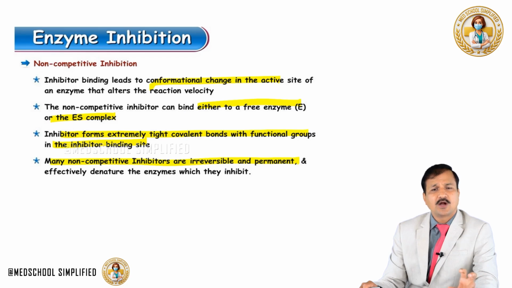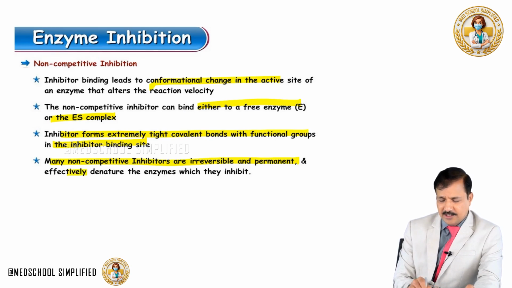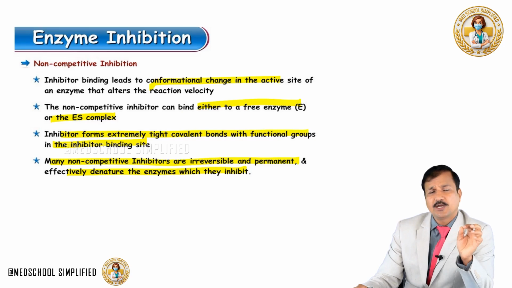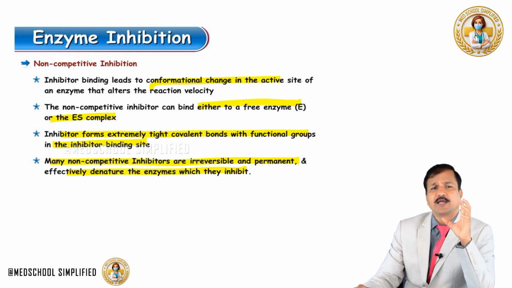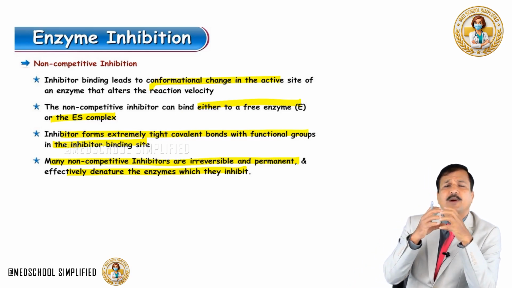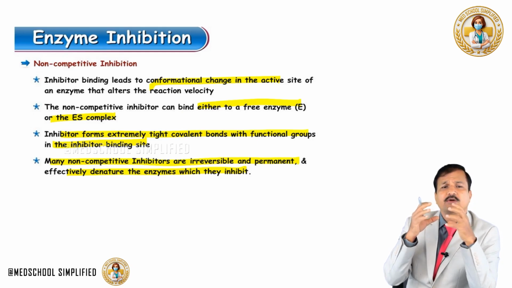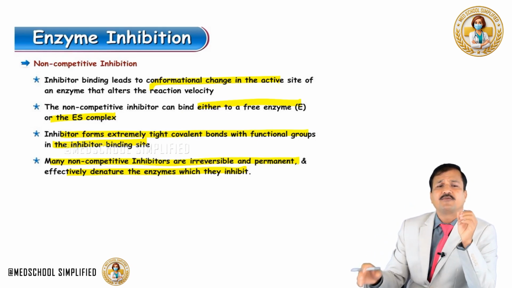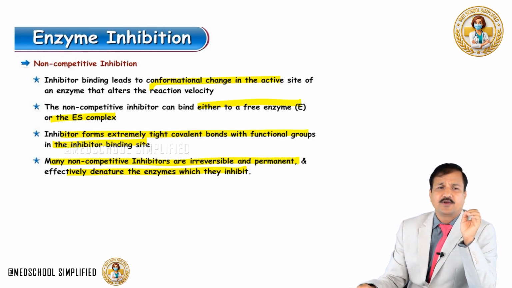Non-competitive inhibitor is not ordinarily removed from the inhibitor site, and thereby it effectively denatures the enzyme that it inhibits. So one more time, this non-competitive inhibitor is not a structural analog. It is going to bind to a free enzyme, or to the enzyme-substrate complex. By doing so, it binds the enzyme with a covalent bond, a very tight bond, irreversible, permanent binding, and sometimes it may effectively lead to denaturation of the enzyme. So most of the non-competitive inhibitors are irreversible inhibitors.